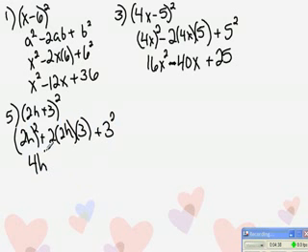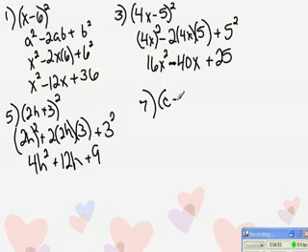Okay, 2 squared is 4, h squared. 2 times 2 is 4, times 3 is 12h. 3 squared, 9. That's it.